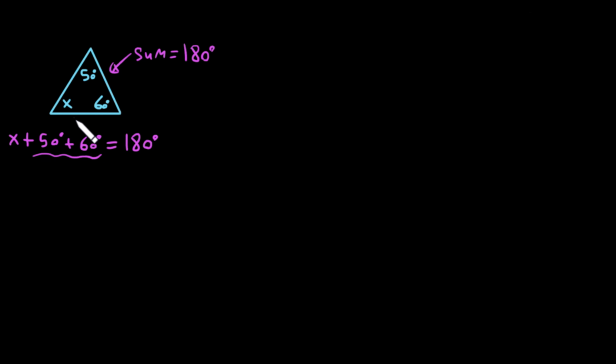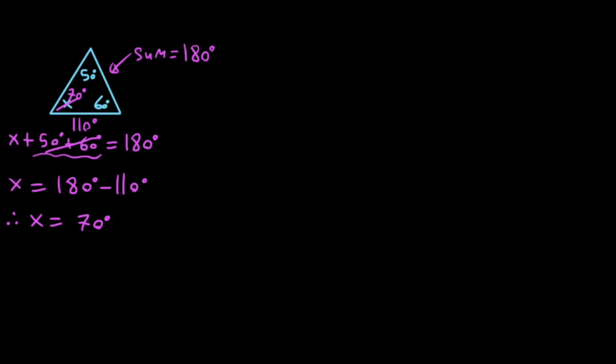Since this one equals 110 degrees, x equals, we take this one to the other side, so 180 degrees minus this 110 degrees. Therefore x equals 180 degrees minus 110 degrees, which is 70 degrees. So we found this x as 70 degrees.